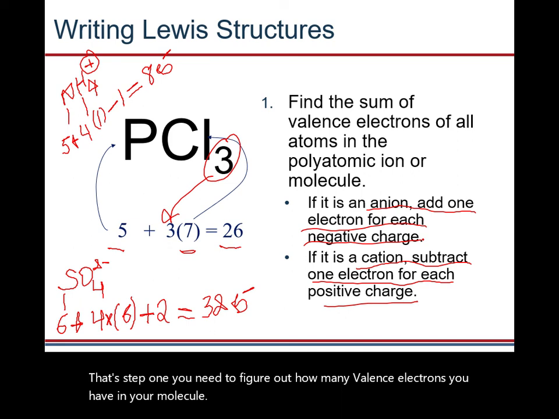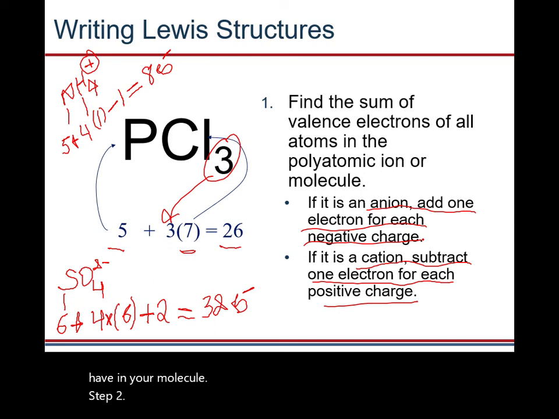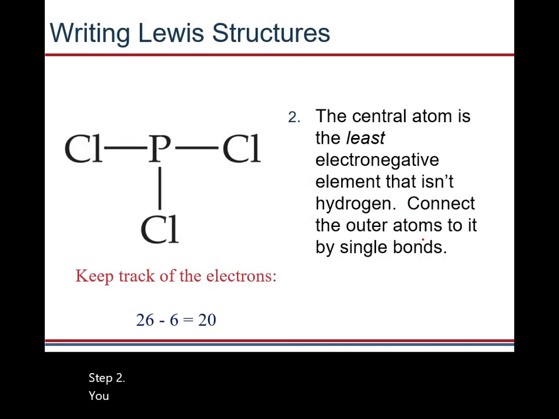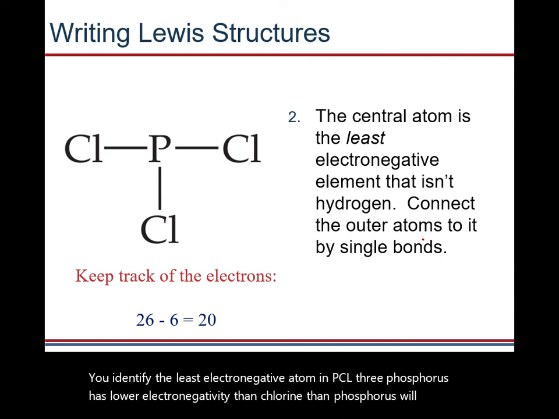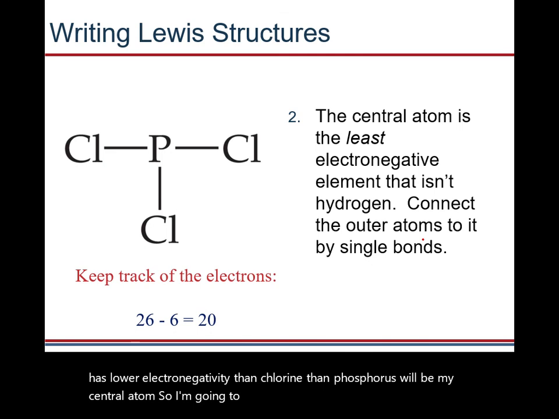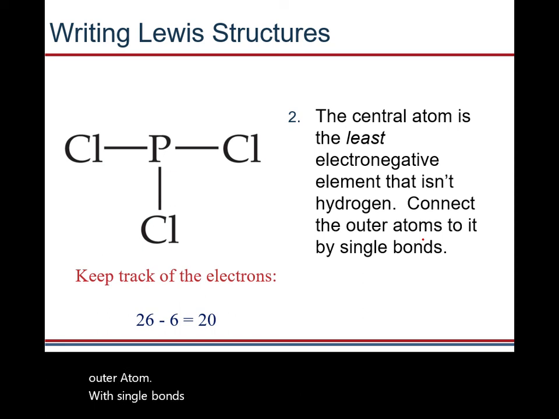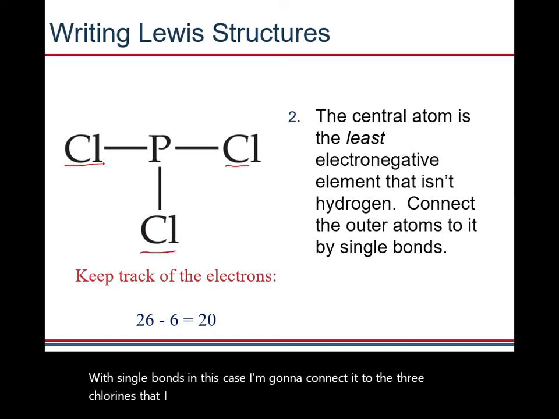Step 2. You identify the least electronegative atom. In PCl3, phosphorus has lower electronegativity than chlorine, so phosphorus will be my central atom. I'm going to place it in the center, then connect it to the outer atoms with single bonds. In this case, I'm going to connect it to the 3 chlorines that I have with single bonds.